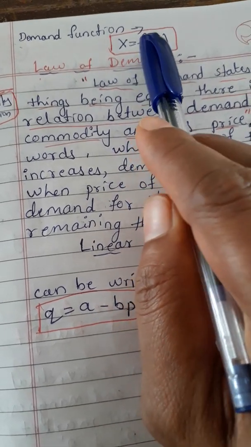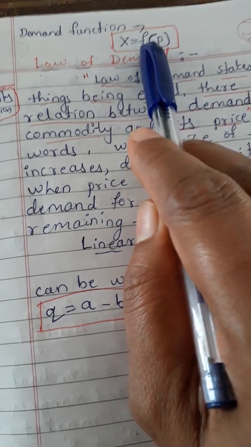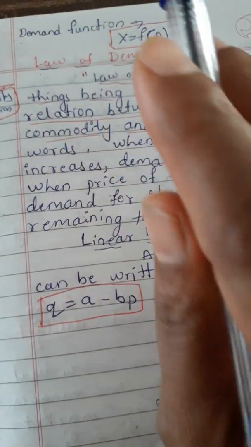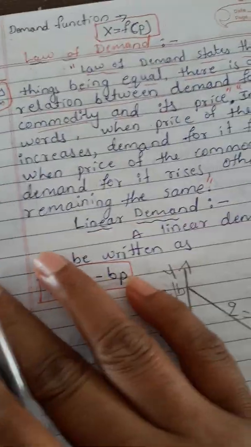That is the relationship: the demand function tells us the relationship between x and p. Here, this is the demand function. And next, the law of demand. What is the law of demand?